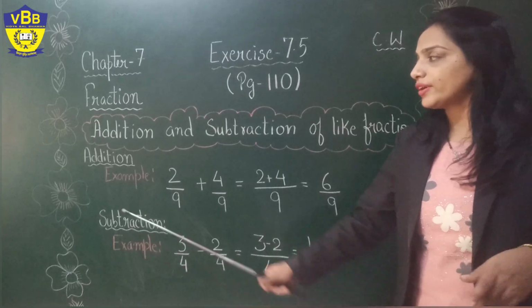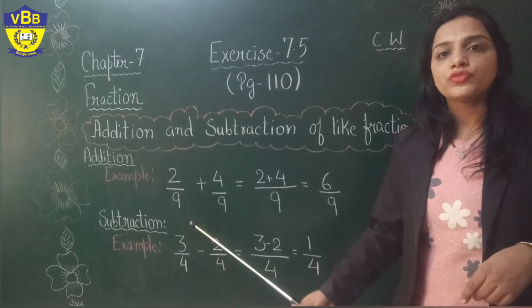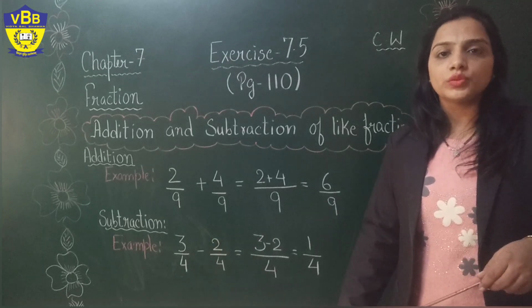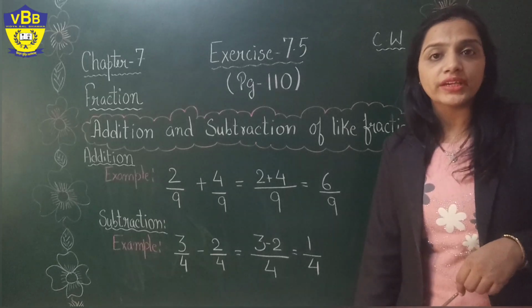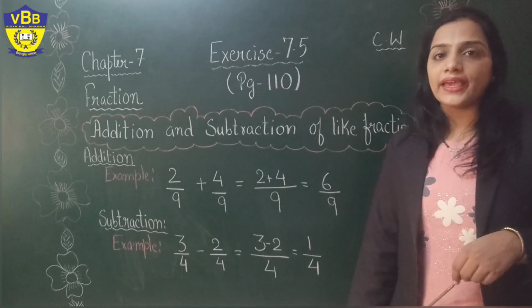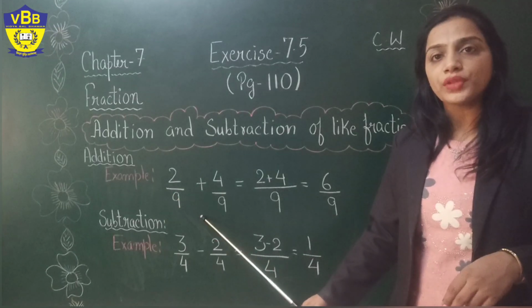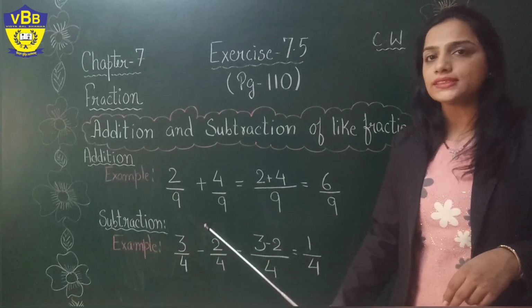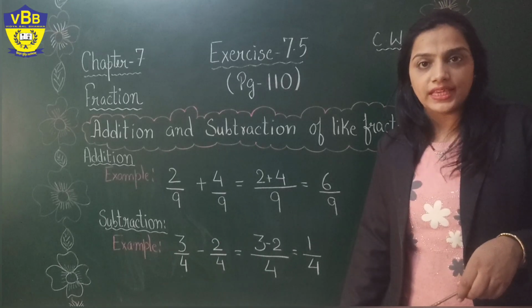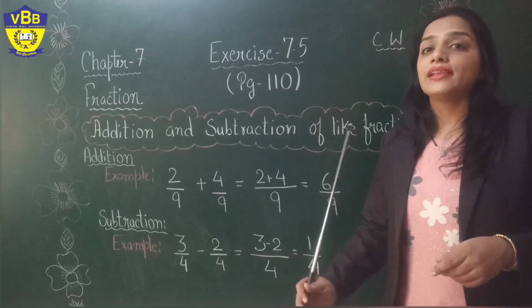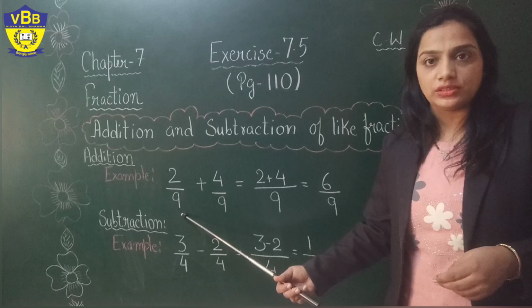I will write an example here: 2 by 9 plus 4 by 9. Whenever we do the addition of like fractions, our first step is to check whether our fractions are like or unlike. Here, two fractions are already written. Both denominators are the same, and we already know that if the denominators are the same, it means they are like fractions. So our first step is to check the fractions.